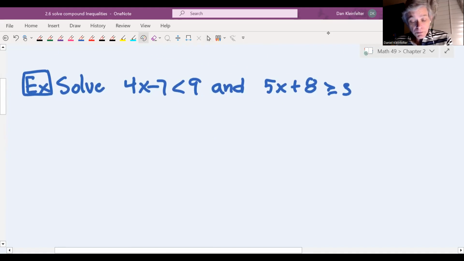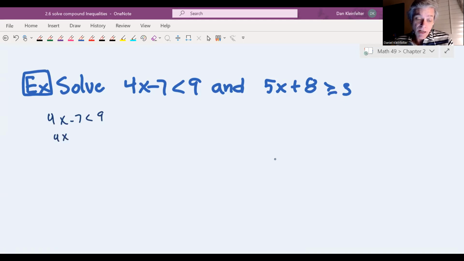Luckily, this is not much more complicated than what we were doing before. It has more or less one additional step. So we have 4x minus 7 is less than 9, and 5x plus 8 is greater than or equal to 3. How you'll want to do this is solve each of the separate linear inequalities separately. So 4x minus 7 less than 9, we will add 7 to both sides. So 9 plus 7 is 16. We'll divide by 4. x is less than 4.